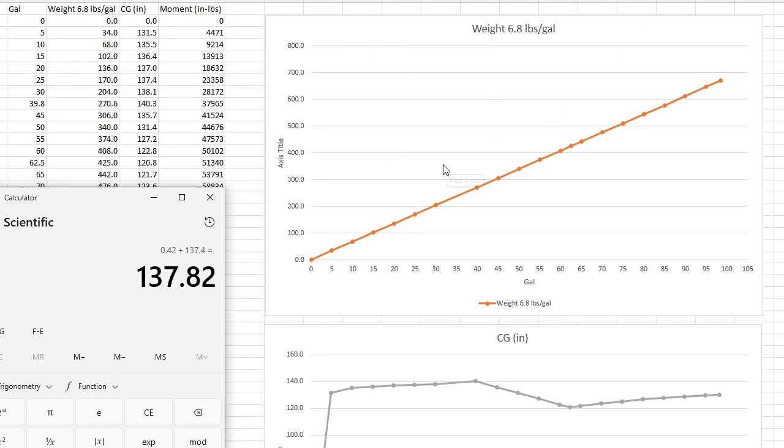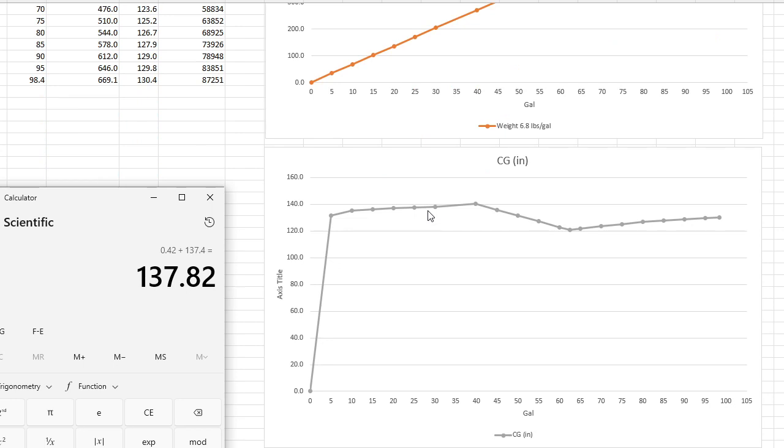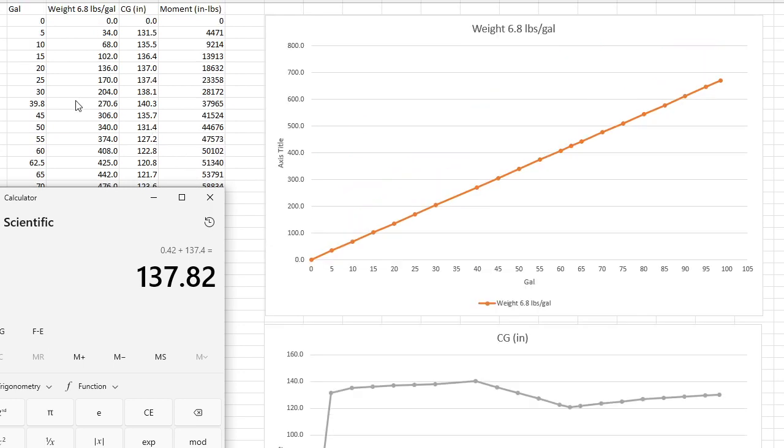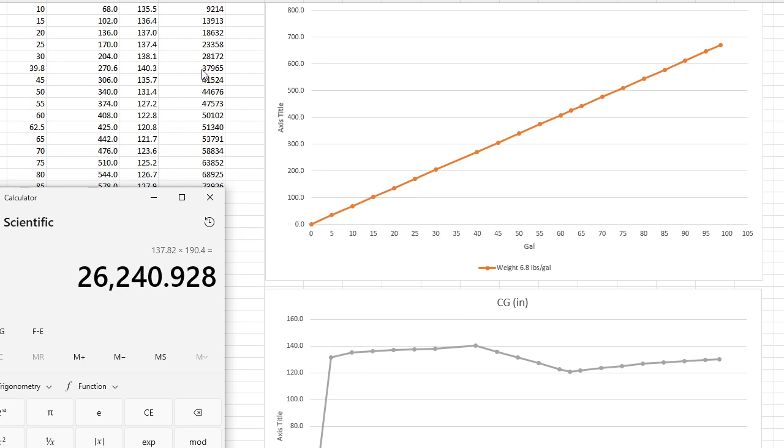Now, once you have your interpolated weight and your interpolated center of gravity, you can just multiply the two by each other. What did we get for 28? We got 170 plus 20.4. It should be 190.4. So 137.82 times 190.4 gives us 26,240, which is somewhere between 23,000 and 28,000. So that's great. And that's going to be pretty accurate.